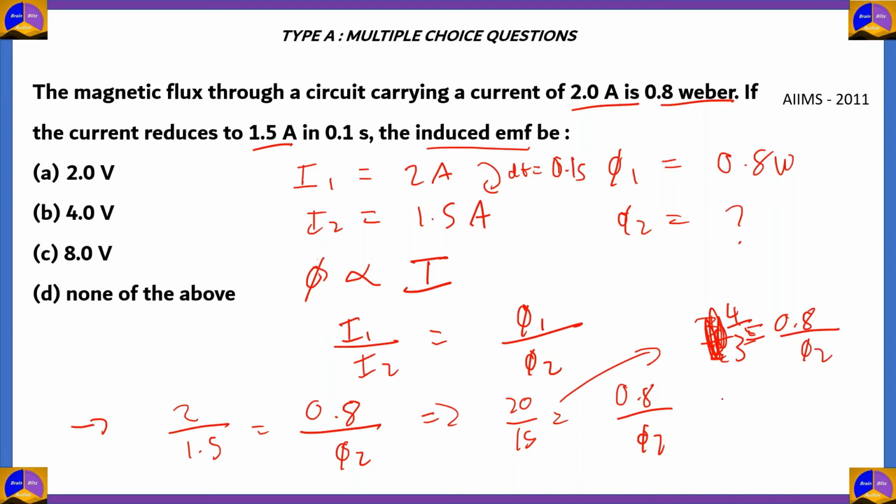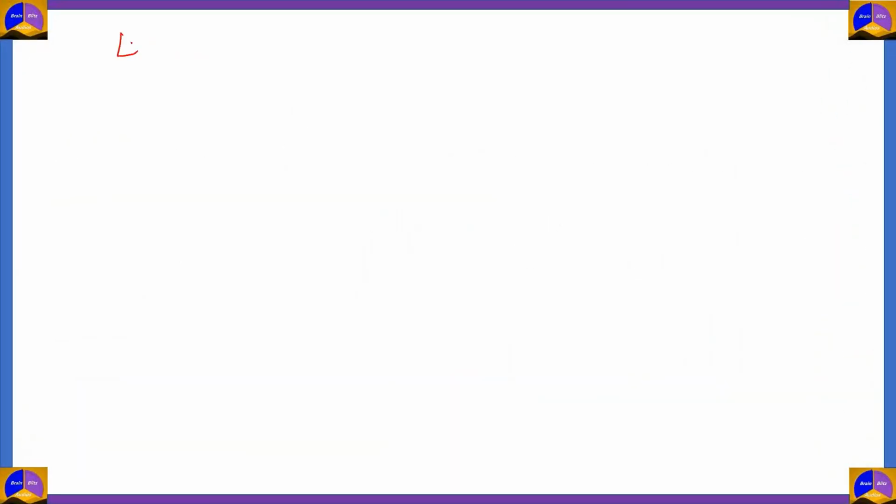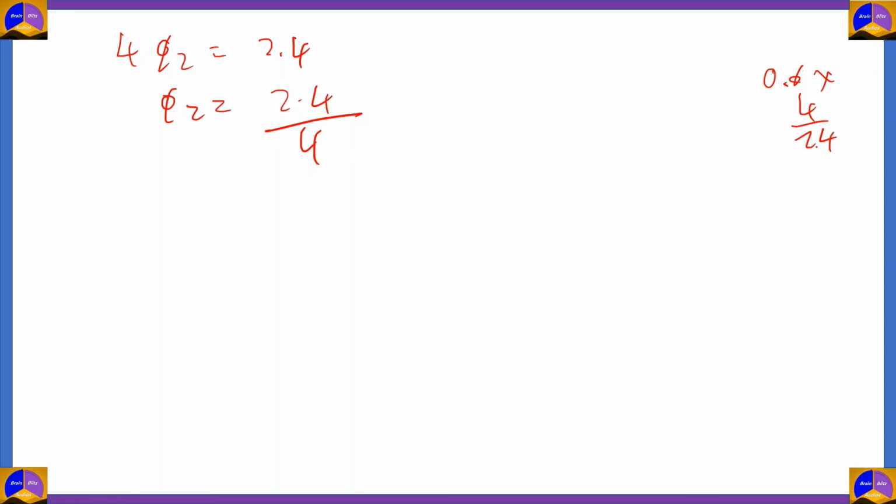My mistake. So 4 by 3 is equal to 0.8 divided by phi 2. And on cross multiplying, we will get 4 times phi 2 is equal to 2.4. That's because 8 times 3 is 24. So just put in a decimal, so you'll get 2.4. Phi 2 is equal to 2.4 divided by 4. 6 times 4 is equal to 24. So 0.6 times 4 will be equal to 2.4. The value of phi 2 is 0.6 Webers.